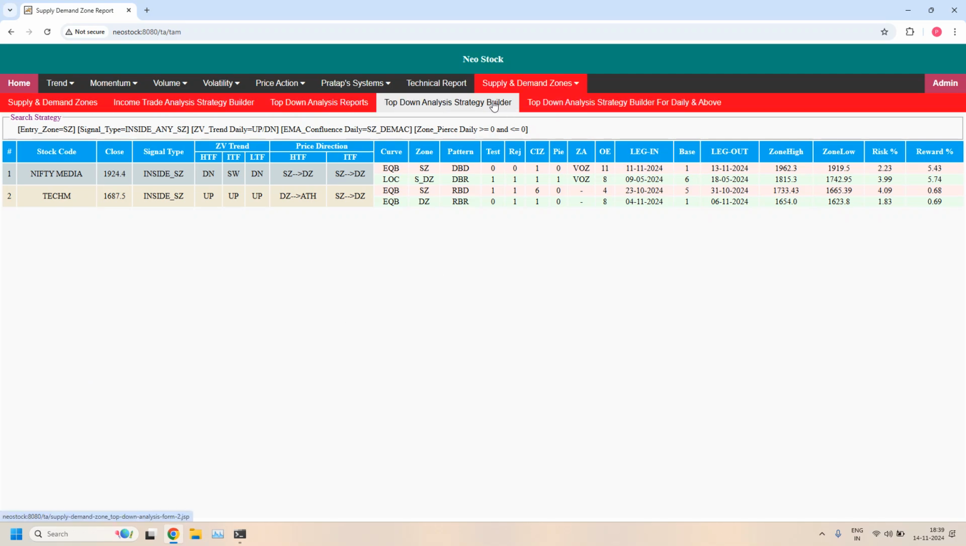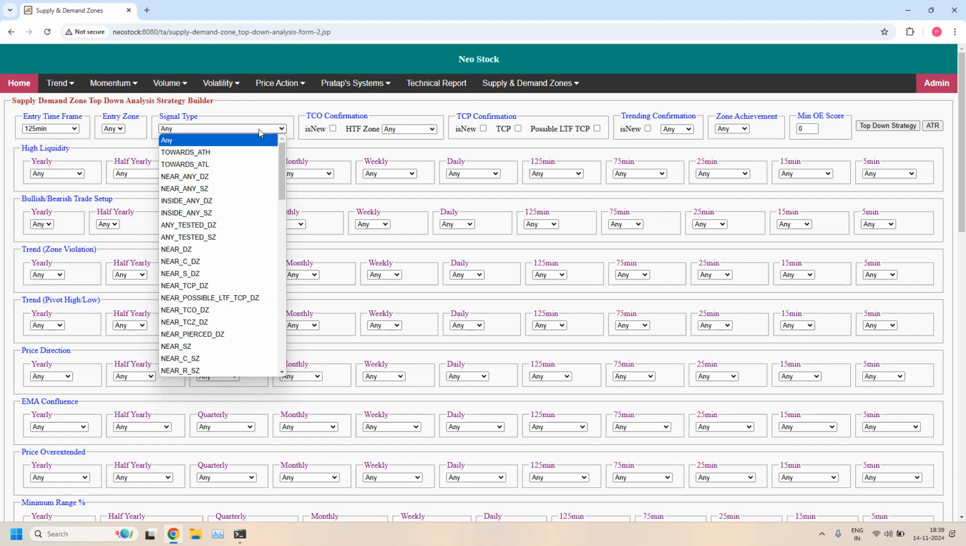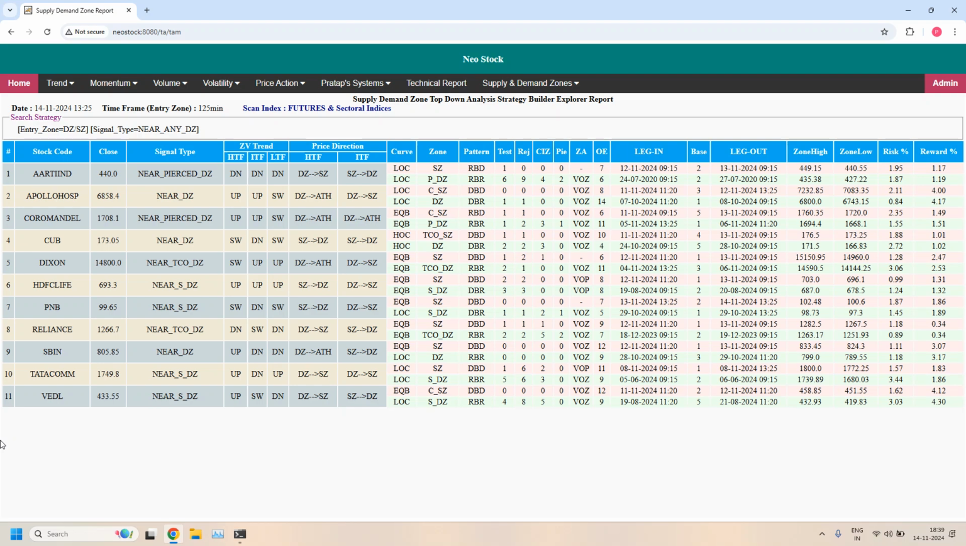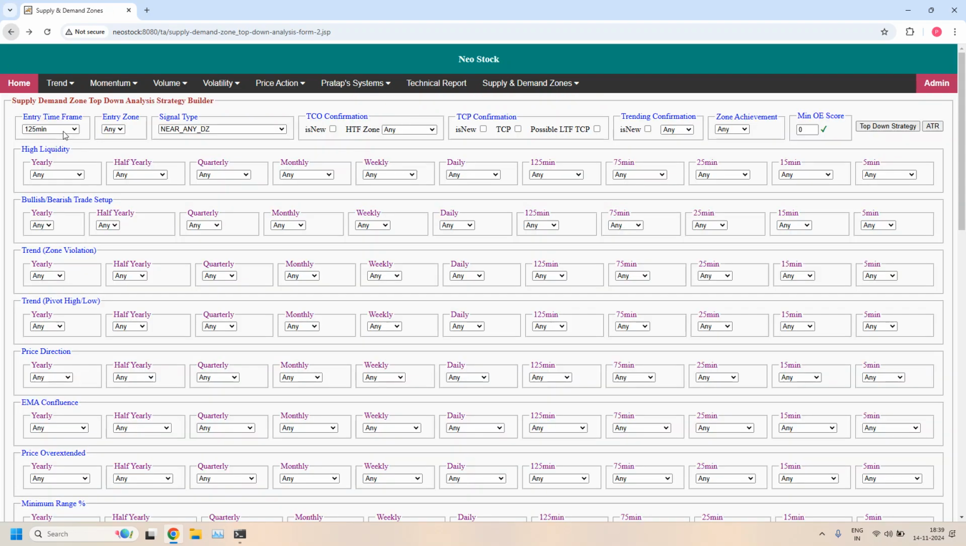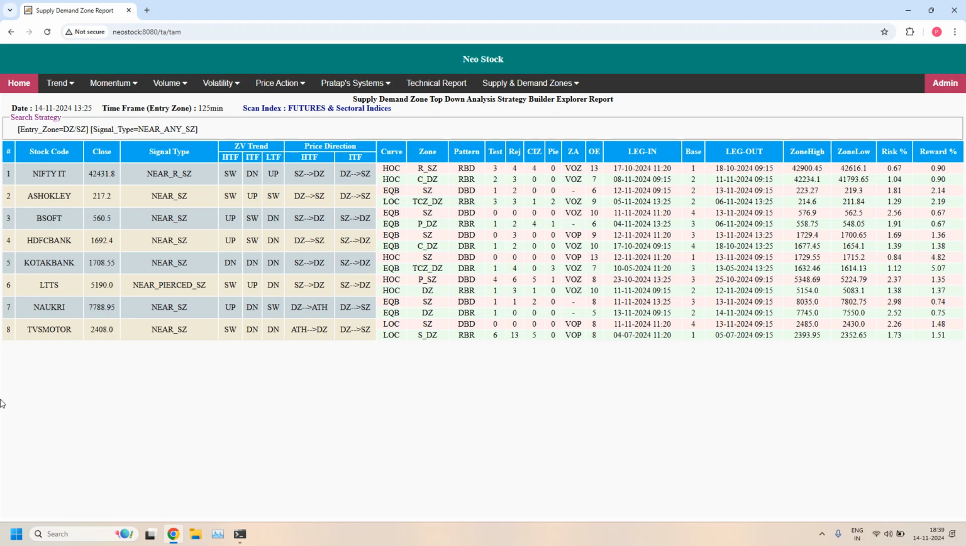Next time frame is 125 minutes time frame. Let us find the stocks near 125 minutes demand zone. 11 stocks are filtered. Next, for 125 minutes time frame, let's find the stocks near 125 minutes supply zone. 8 stocks are filtered.